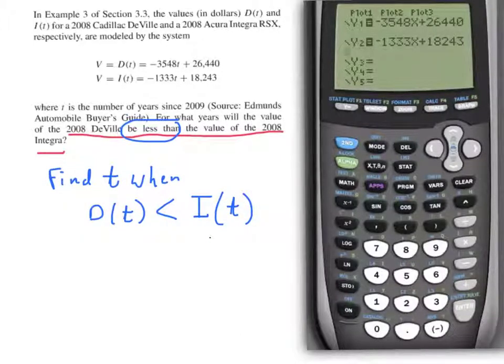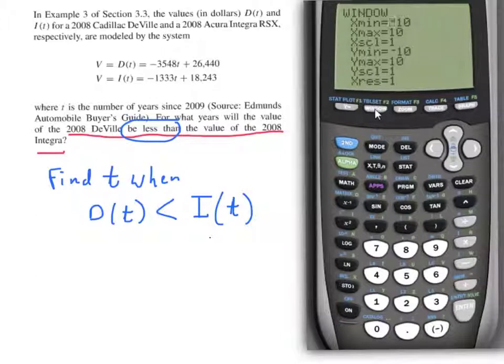Now I'm going to use my graphing calculator to solve this graphically. Notice I've entered the Cadillac DeVille model into Y1 in my graphing calculator, and I've entered the Integra model into Y2. So I'm going to go ahead and have my graphing calculator graph these two together, and I'll press my window key, and that'll allow me to set up my viewing window.